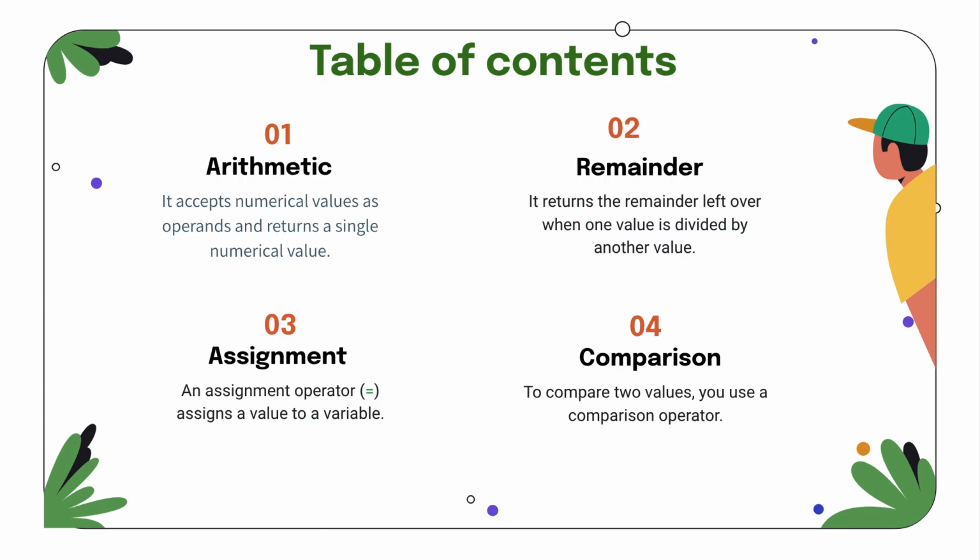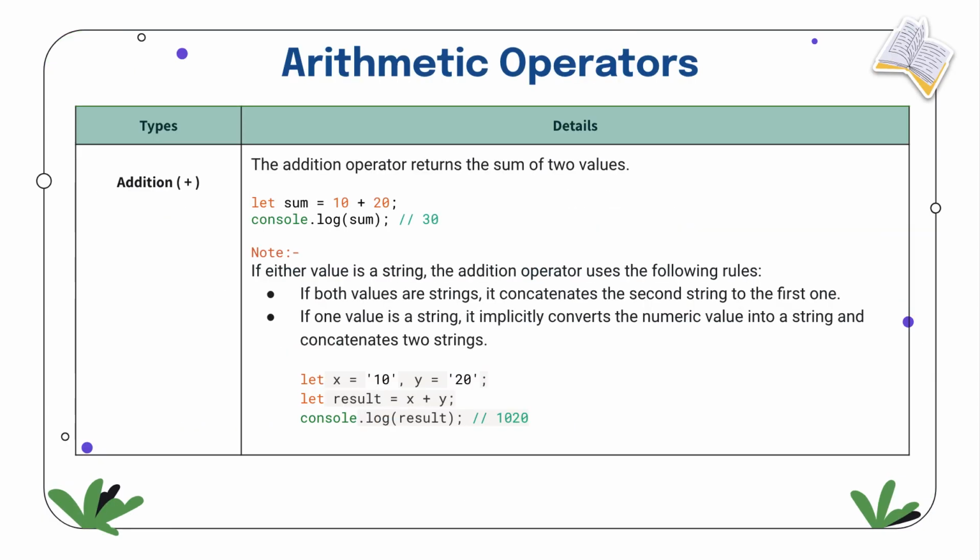Okay, so let's first move on to arithmetic operators. Arithmetic operators are basically to perform the arithmetic operations. We need arithmetic operators like plus symbol, minus symbol, like addition, subtraction, division, multiplication. So these are all the arithmetic operators. First we'll go for addition, plus.